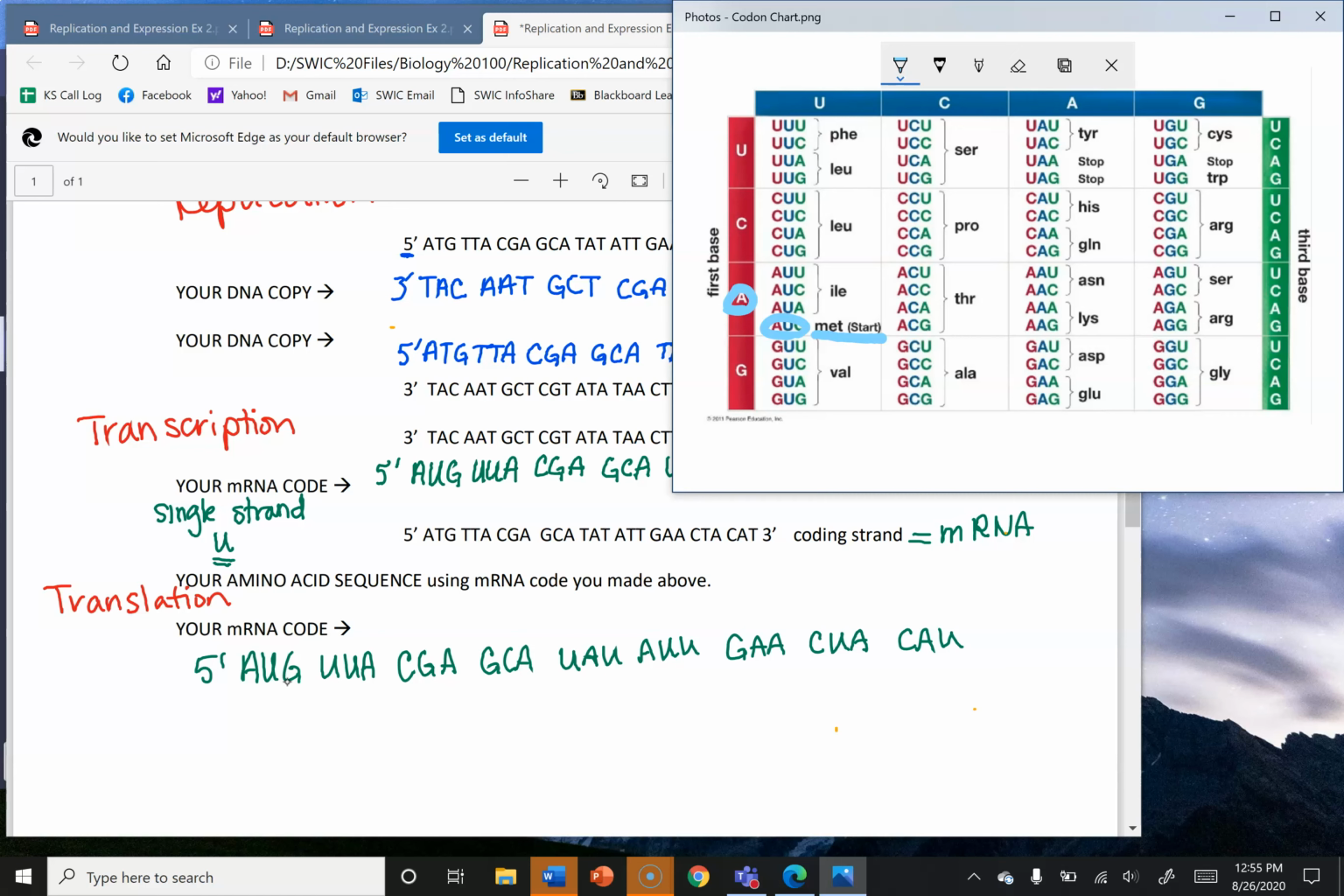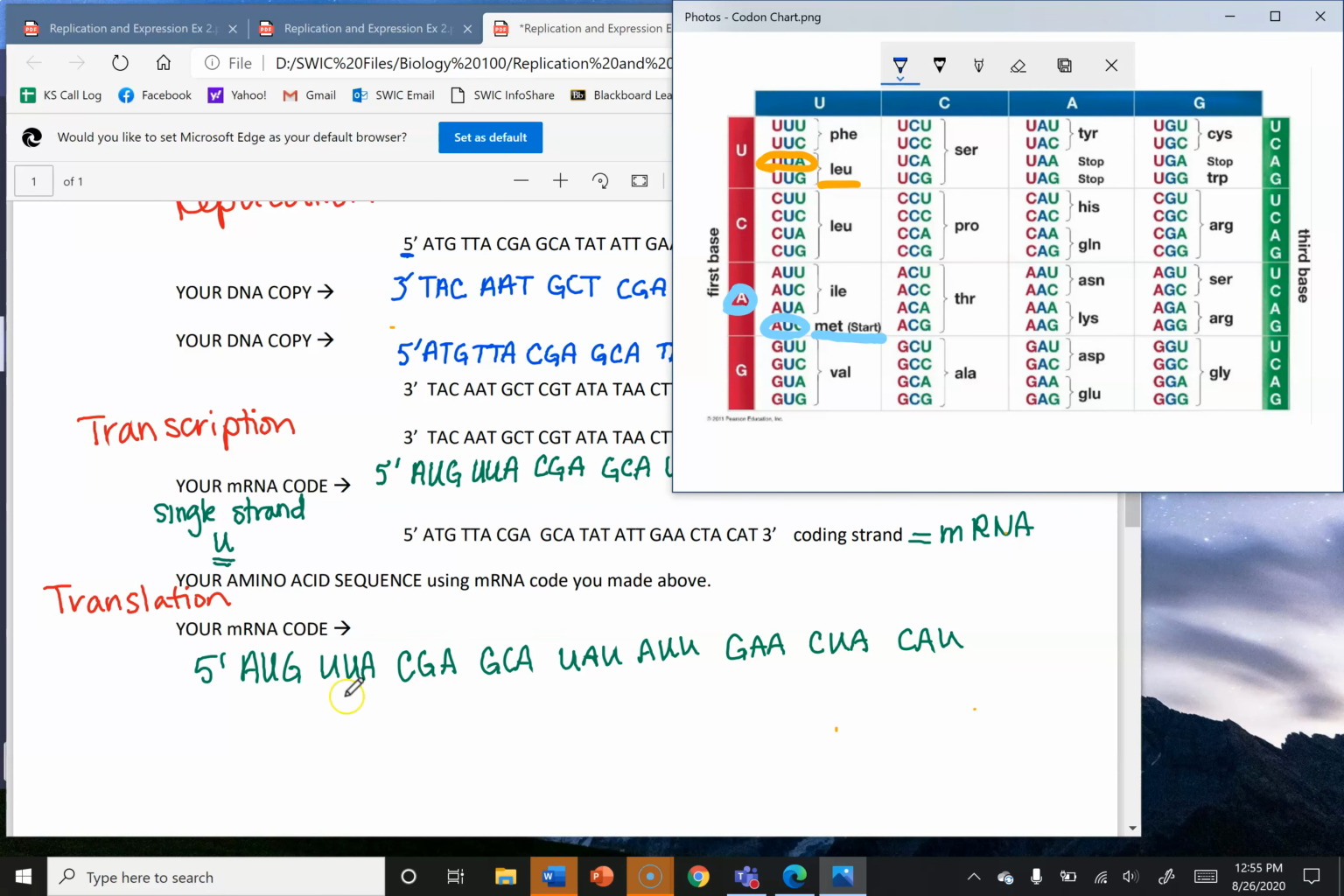Methionine is an amino acid. You don't see it anywhere else on the table because there's only one methionine. If it is a start methionine, it's actually modified just a little bit so that the cell knows that this is the start. So first base, UAG, is methionine. Second base is UUA. That's going to be leucine.